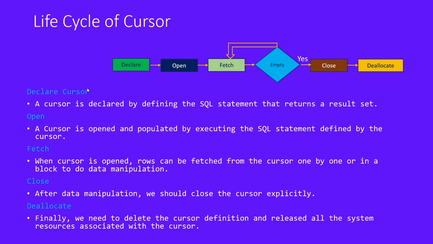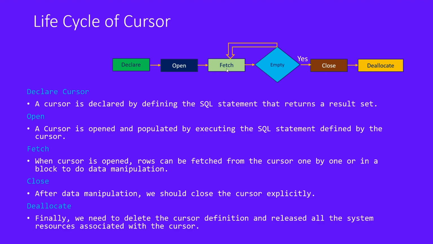First thing, declare cursor. Cursor is declared by defining the SQL statement that returns the result set. Let's say select first name, last name from employee, correct? So that is the result set, and we have to assign that result set into the cursor object. Then the next step is open cursor. Cursor is opened and populated by executing the SQL statement defined by the cursor. Whatever result set is assigned to the cursor, we have to open that, correct?